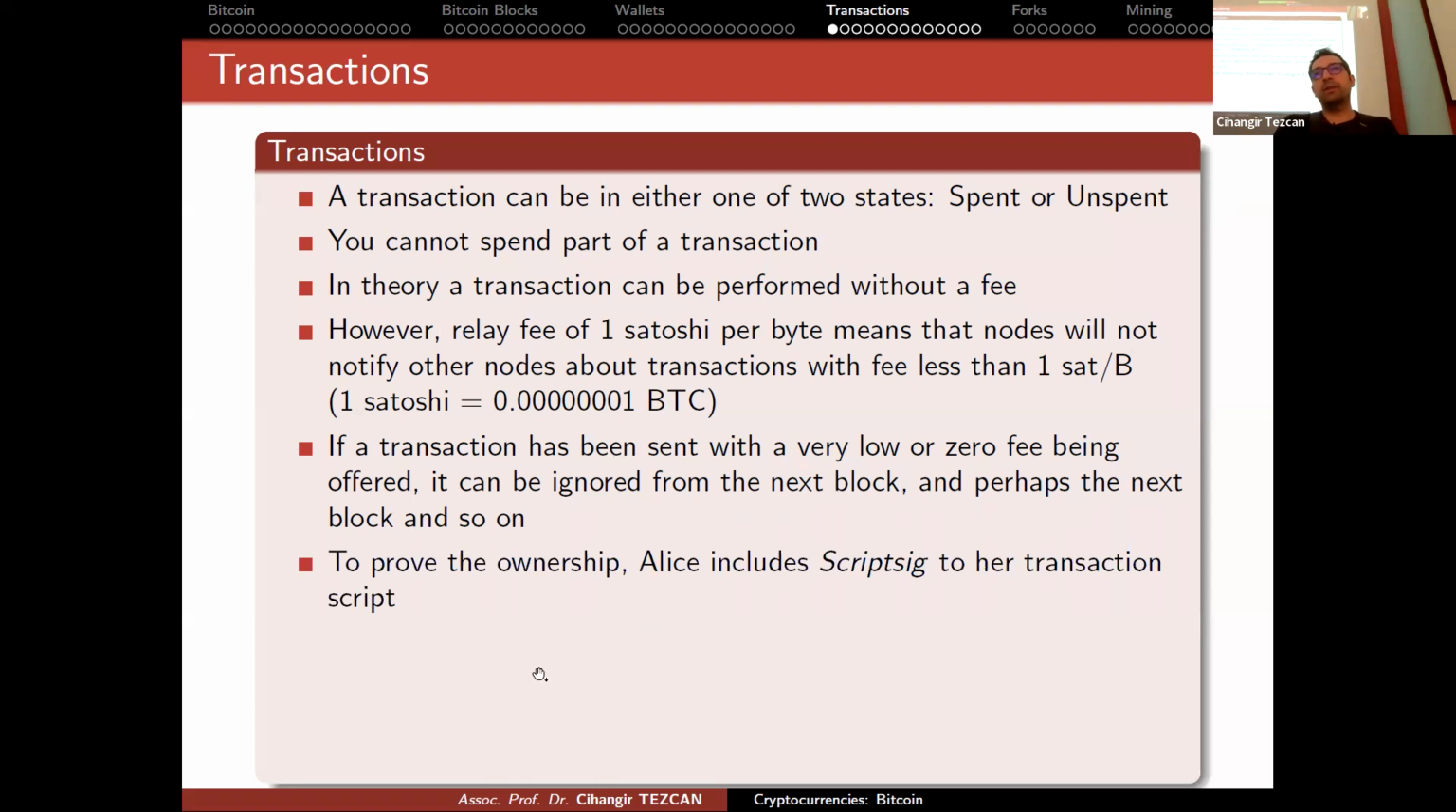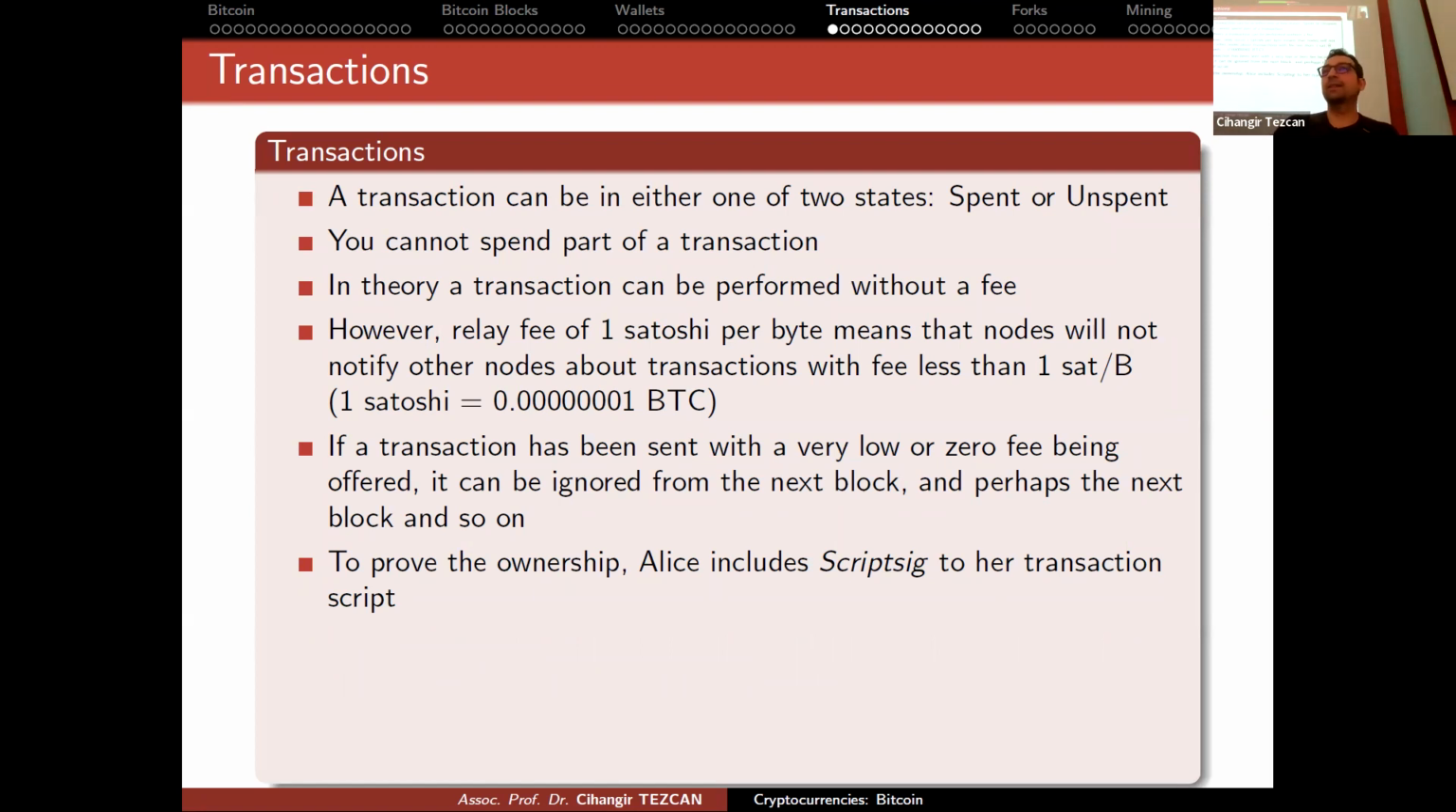So in theory, what we are doing is that Alice transfers Bitcoin to Bob. Alice transfers the ownership of her coins to Bob. Alice does the following when she wants to make a transaction. To prove the ownership, Alice includes a script sig in her transaction script. The transaction script is the script where she transfers the ownership to Bob. And Alice signs it, so this way she proves that she actually owns it because she has the private key. This is where digital signatures come into play. So she proves that she owns it and says that now it belongs to Bob.